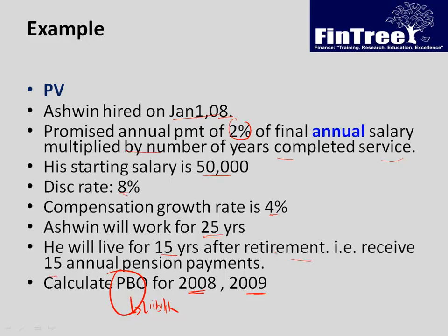So again you will have to use the same logic. First step would be find out his final salary. Then with his final salary multiplied with 2%, and then that you multiply with number of years of service that he is offered, and then this amount is to be paid to him for 15 years, and then discount all these cash flows backward for 25 years.